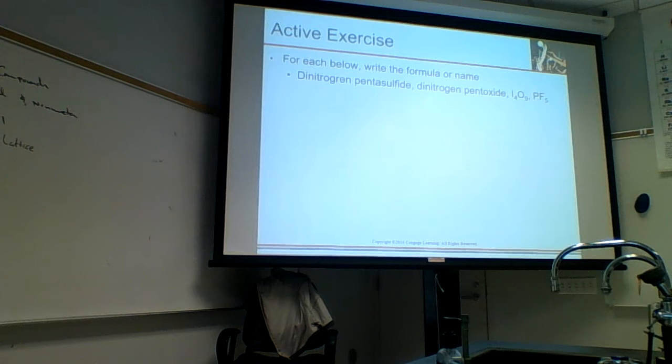So this one: tetraiodide or tetraiodine? Tetraiodine. It's tetraiodine because the first element does not get the I ending, only the second. What's 9 again? Nona. Nona oxide, or nonaxide, or nonoxide. Nonoxide.